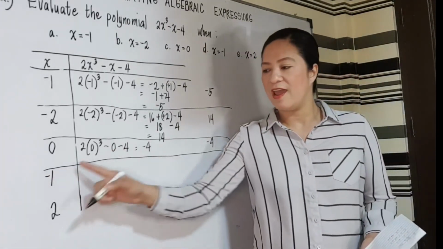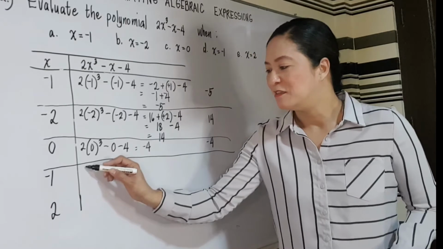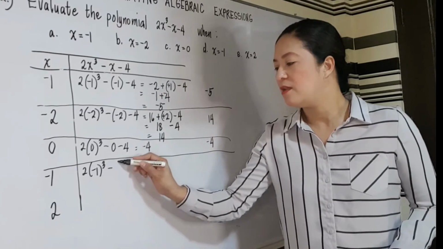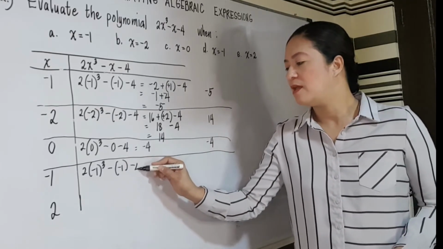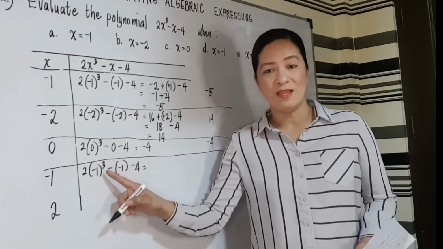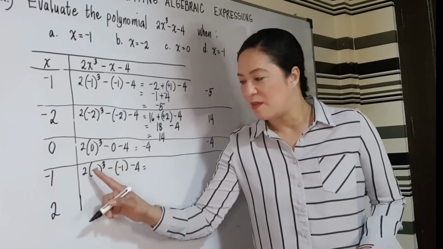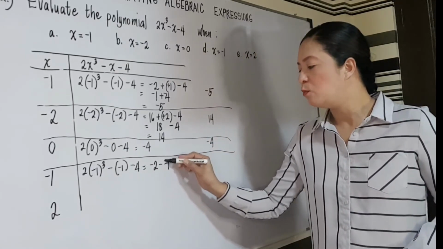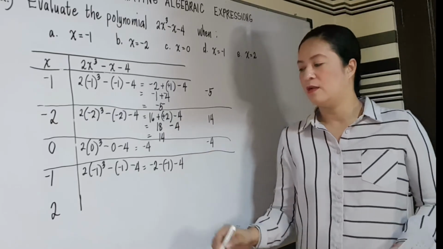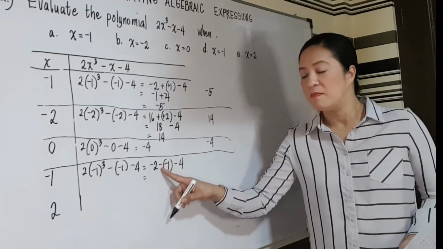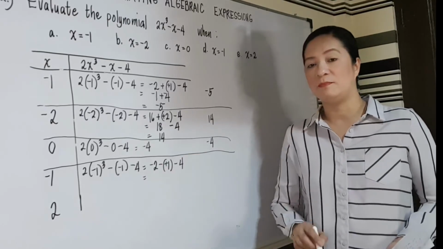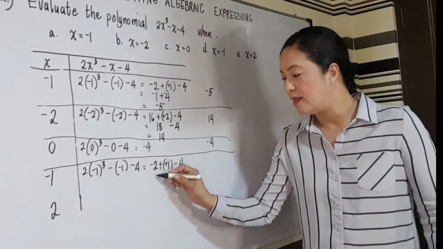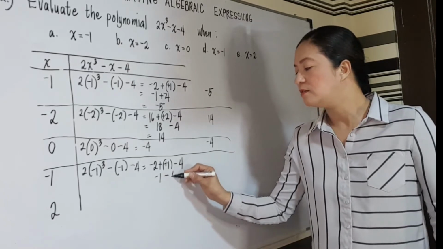Okay, the next value for x is equal to negative 1. So we have 2 times negative 1 cubed minus negative 1 minus 4. Negative 1 quantity cubed is negative 1, times 2, that is negative 2. Minus negative 1 minus 4. Here, minus, change the sign again. So, that's plus. Then proceed to addition. So, negative 2 plus 1 is negative 1, minus 4.